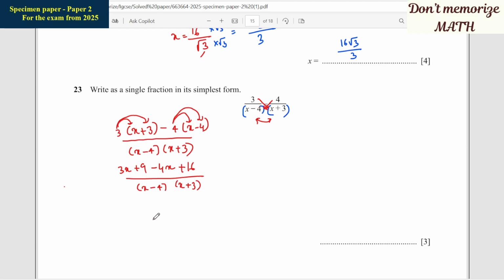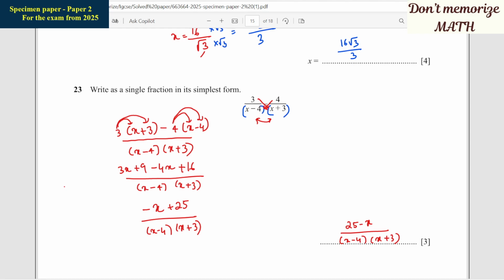So 3x minus 4x is minus x. 9 plus 16 you will get 25 over x minus 4 times x plus 3. So the final answer is 25 minus x, or you can write minus x plus 25 over x minus 4 times x plus 3. This is a very important question, fraction addition or subtraction in algebra. Okay, it's very important because sometimes they will ask for 3 marks or 4 marks. Okay, I hope it's clear for you.